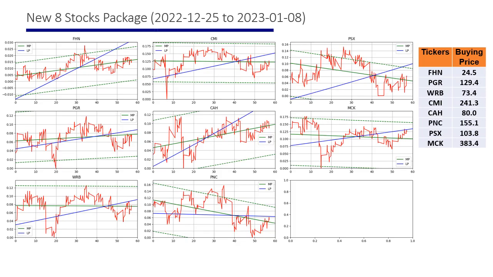And this is the 8 stocks package for the next 2 weeks. These are again the tickers and the buying price. And as I have explained in the previous video, since I replace the previous package one by one with this new package on Monday after the market opening, the price at which I buy could be slightly different from these prices. And again, you can see here the normalized price for each stock for this 8 stocks package.